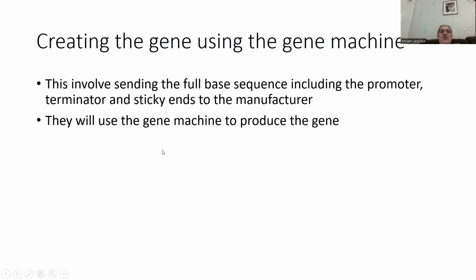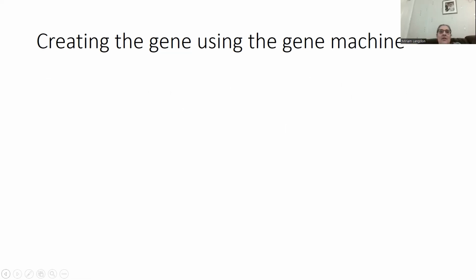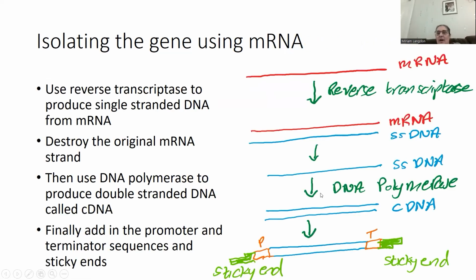If, however, you're asked to describe in an exam question a method of isolating the gene for like 4 marks, I wouldn't use a gene machine because there's very little to talk about. Whereas for 4 marks, it's nice and easy to describe this process. You can see very clearly how you're going to get the marks. You're going to get marks for reverse transcriptase. You're going to get a mark for what reverse transcriptase does. You're going to get a mark for DNA polymerase and what it does. You get a mark for adding the promoter, the terminator, and the sticky ends.